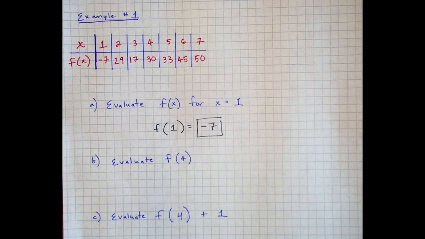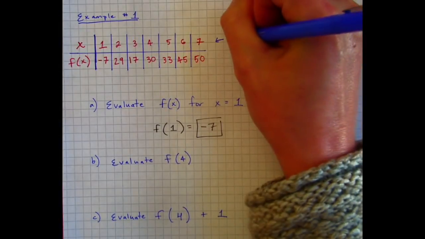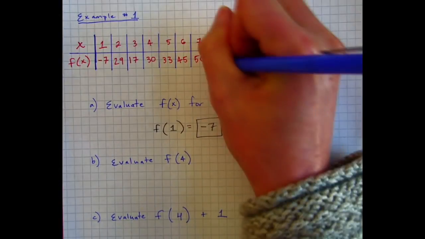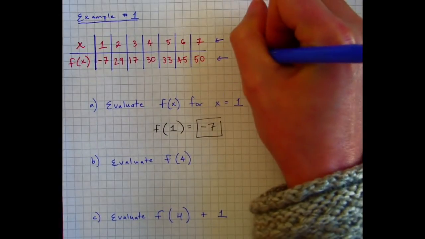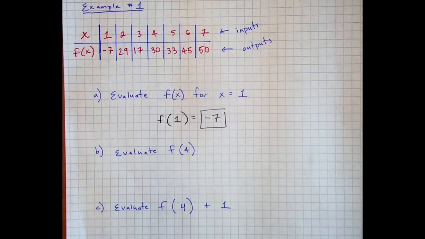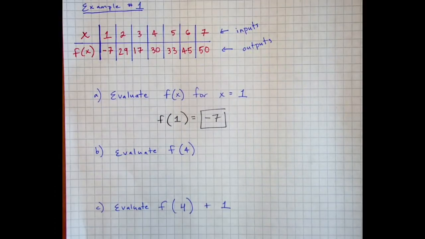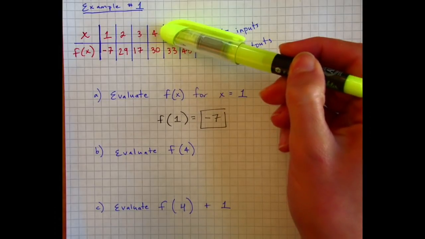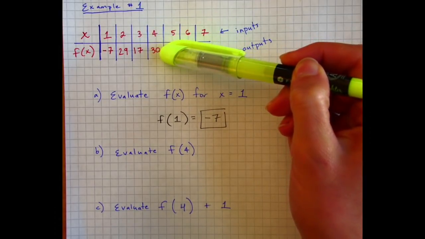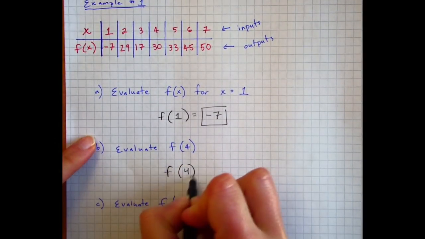Okay, so let's take a moment to label. I'm going to be referring a lot to these x values as inputs, and these f of x or y values as outputs. Okay, so f of 4, same idea. What part of the table do I care about? Well, I care when the input or the x value is equal to 4. Right here, when the input is 4, what is the corresponding output? 30. So f of 4 equals 30.